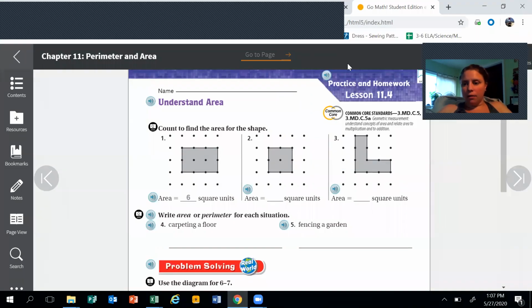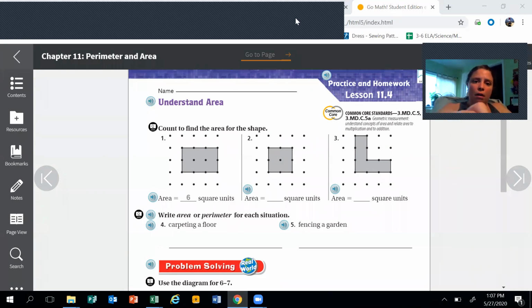All right, here we are finishing up our area lesson. We're still trying to understand it, and you guys are just doing the homework and the quiz now. So this is very similar to what we did yesterday. You have to find the square unit. So that's like the little square inside of the shape, not the outside, the inside.